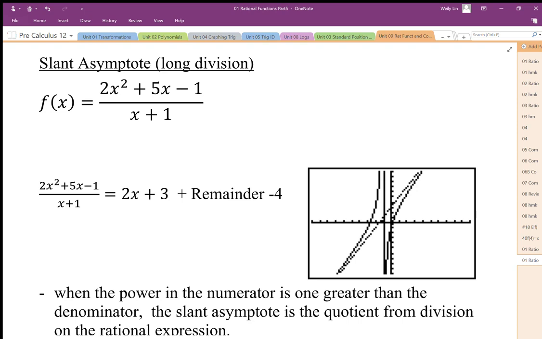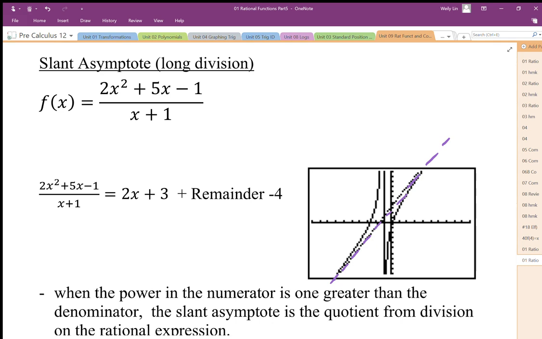In some rational expressions, it is possible to get something called a slant asymptote. And that is an asymptote that goes at an angle like this. Okay? So this is called a slant asymptote, or sometimes called an oblique asymptote. So when does this happen?